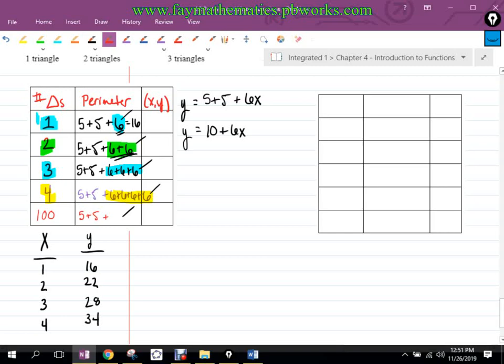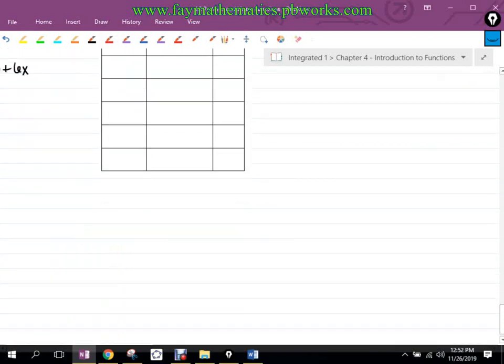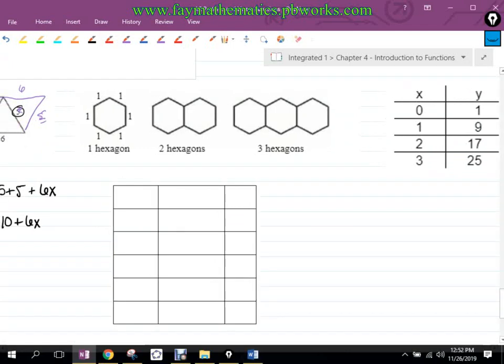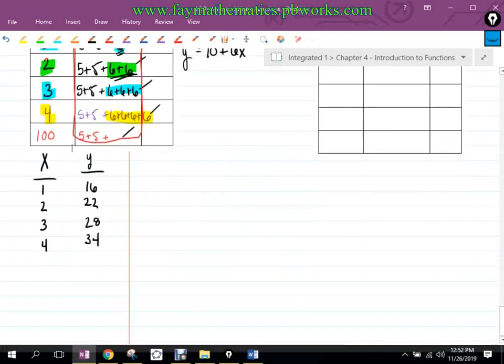Without this column right here, without writing the expressions, we should still be able to come up with an equation from this. Because towards the end of the assignment, you get a question that just gives you this chart. There's no picture, nothing that you can see of how they got these y's, and they ask you to write an equation. So let's try to see how we can do that.